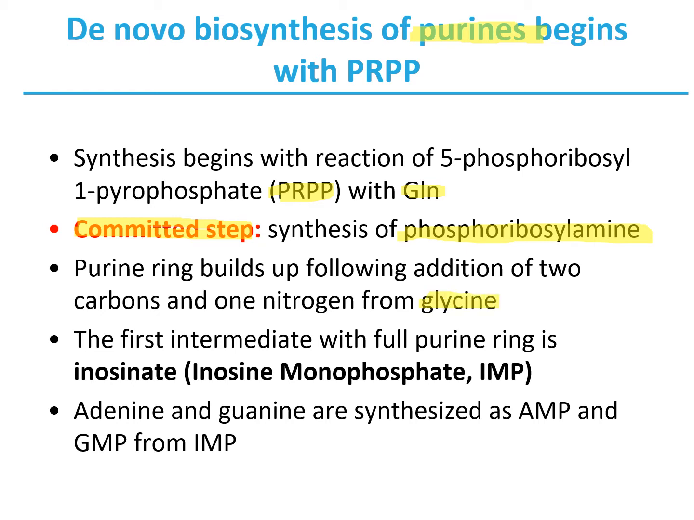So in the next step, glycine will be added to this molecule, and the purine ring will be built. And a very important point to remember is that the first intermediate with the full purine ring, in which the ring is completely formed, is known as the inosinate, or we can also call this molecule inosine monophosphate, shortened as IMP. So IMP is a precursor, also known as a parent purine nucleotide, from which we can synthesize both adenine and guanine, which are the actual purine nucleotides that we are synthesizing.